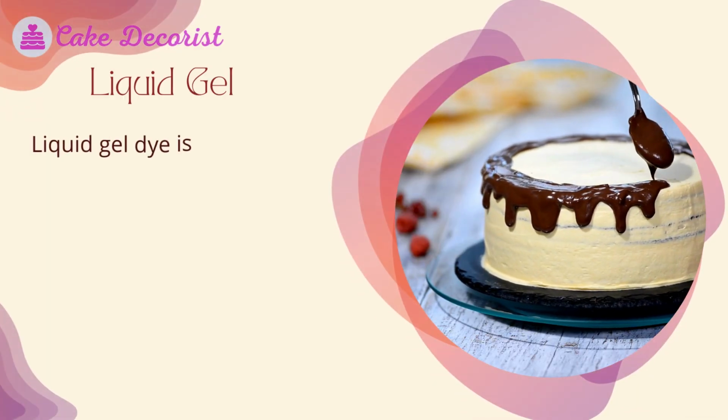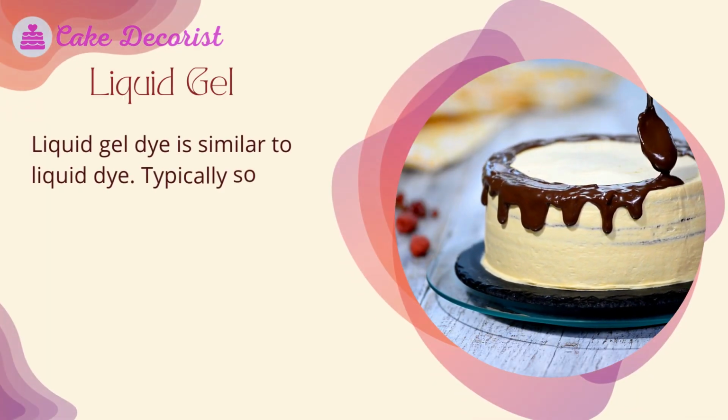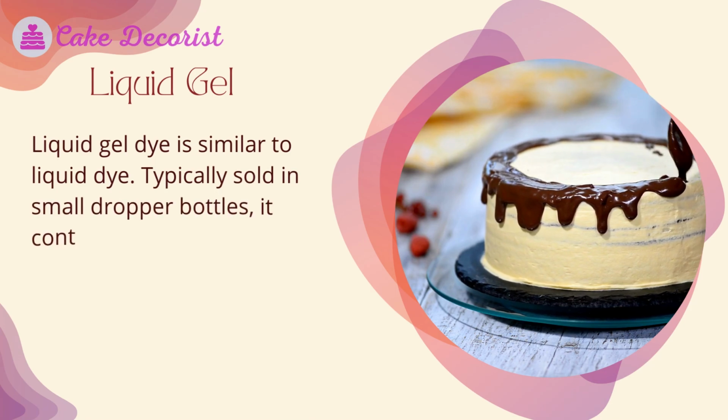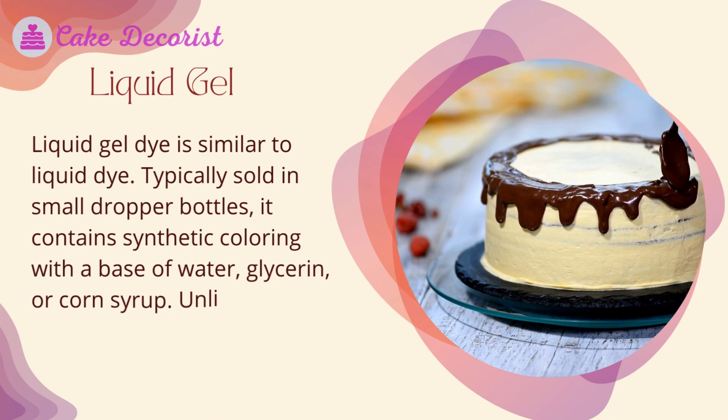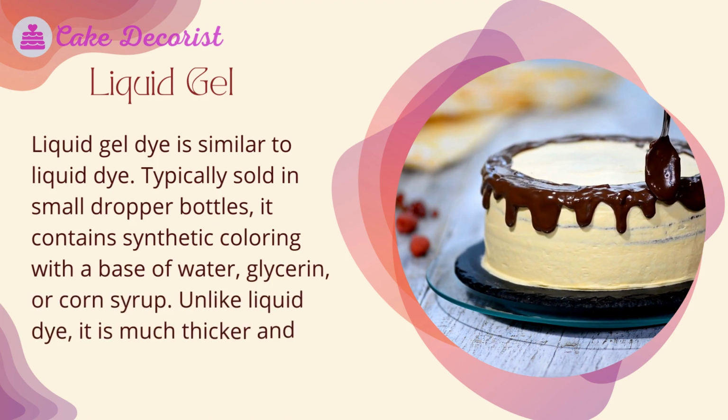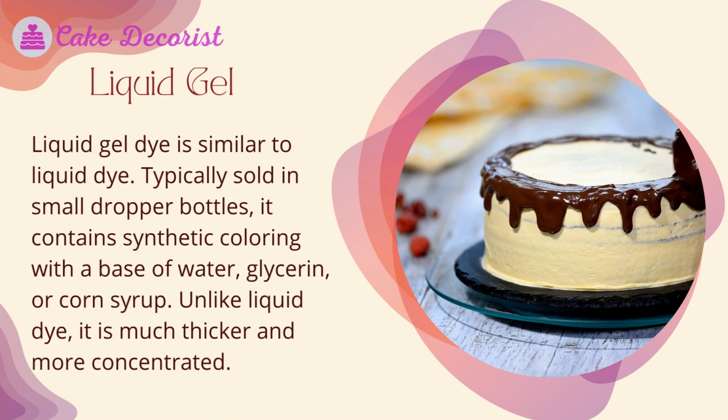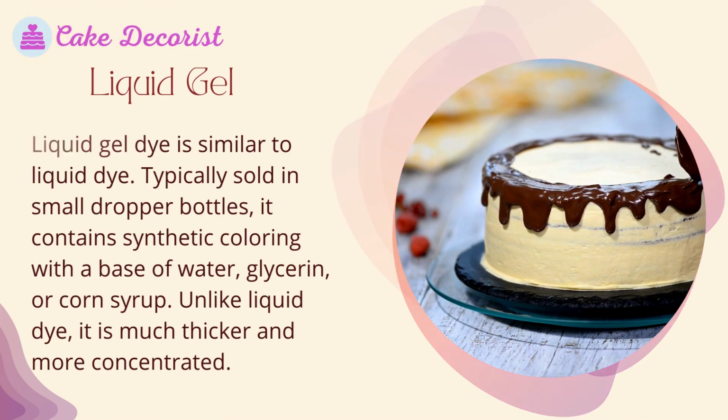Liquid gel. Liquid gel dye is similar to liquid dye. Typically sold in small dropper bottles, it contains synthetic coloring with a base of water, glycerin, or corn syrup. Unlike liquid dye, it is much thicker and more concentrated.